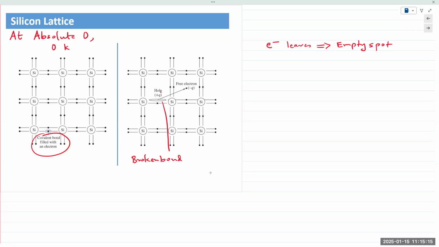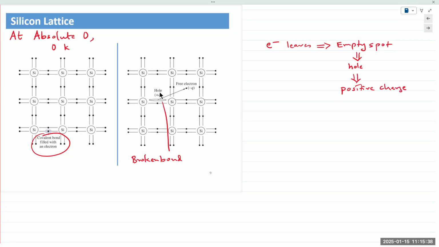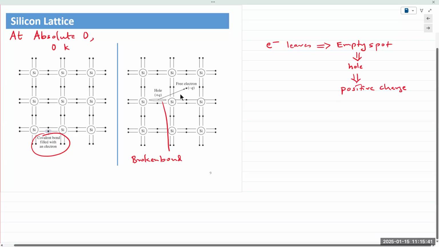And then we treat the hole as a particle in its own right with positive charge. And so we say electrons and holes are polar opposites. So how do holes move around in the structure?